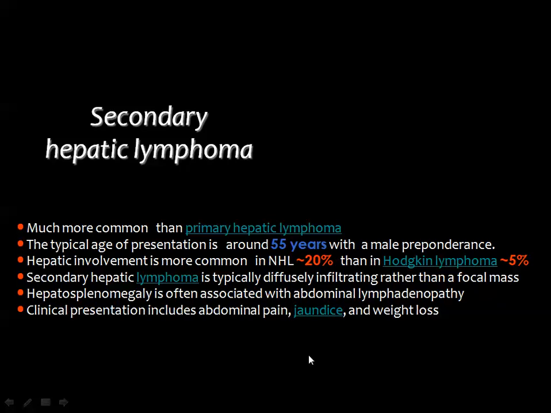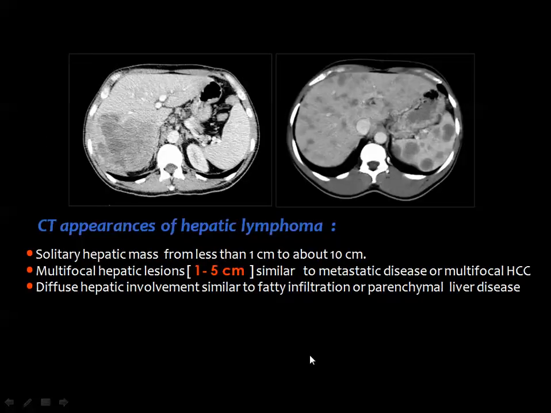And if you see a mass in the liver and this liver is not cirrhotic, then you may think that this may not be a hepatocellular carcinoma. But you know that the most common solid mass in the liver is the hepatocellular carcinoma, and some of the hepatocellular carcinomas may occur in the non-cirrhotic liver. Also, if you see multiple masses like this, the differential will include metastatic disease and the multifocal hepatocellular carcinoma.